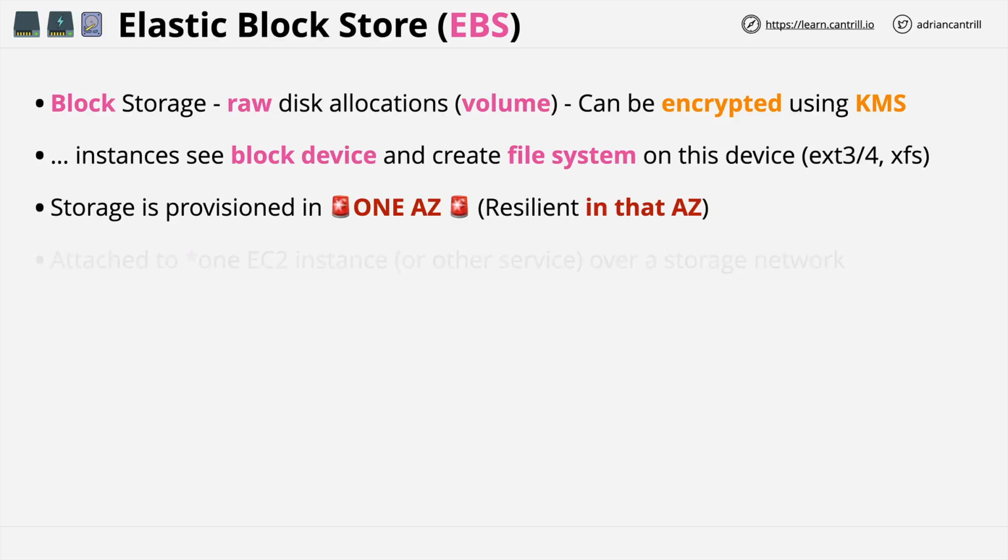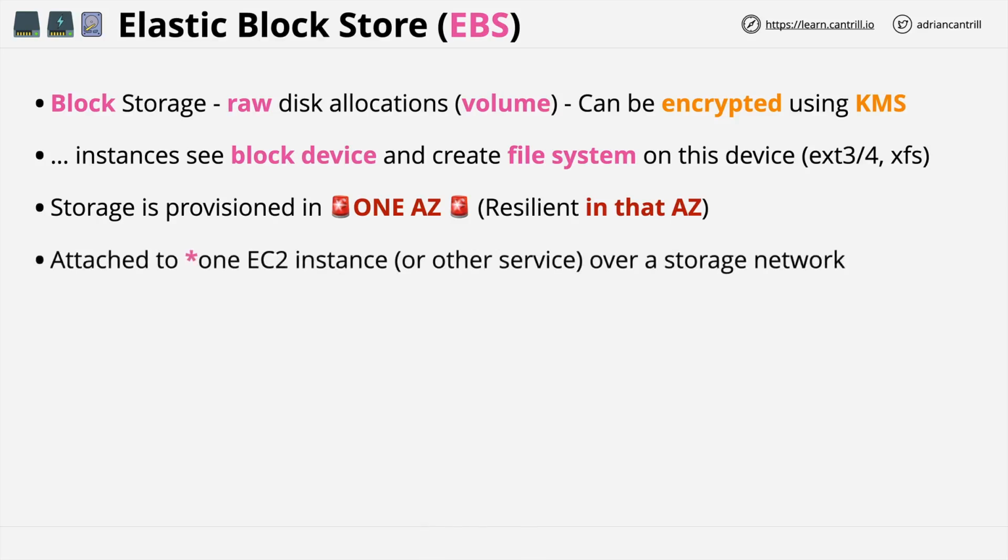Now with EBS, you create a volume and you generally attach it to one EC2 instance over a storage network. With some storage types, you can use a feature called multi-attach, which lets you attach it to multiple EC2 instances at the same time, and this is used for clusters. But if you do this, the cluster application has to manage it so you don't overwrite data and cause data corruption by multiple writes at the same time.